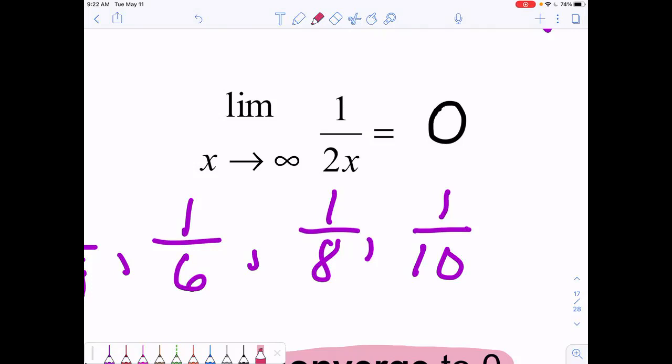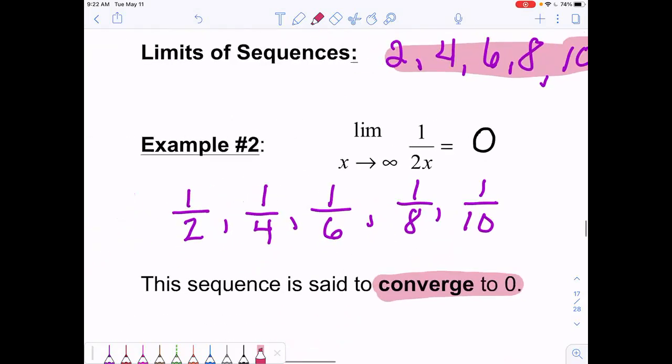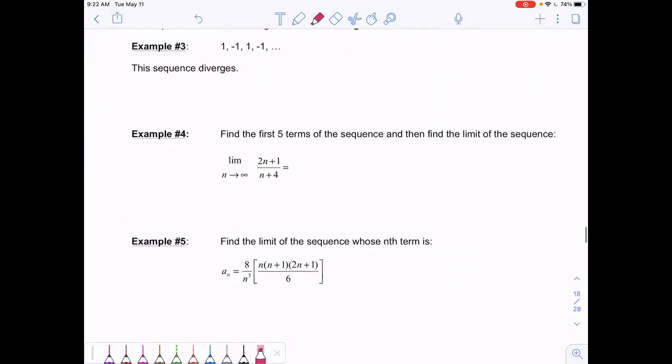So you can apply it 2 different ways depending on what the question is asking for. If it just said find the limit, then I can apply the limit at infinity because my x is going to infinity. Or I can list the terms of the sequence. So let's look at the next example. I think there's 3 more on the other side.